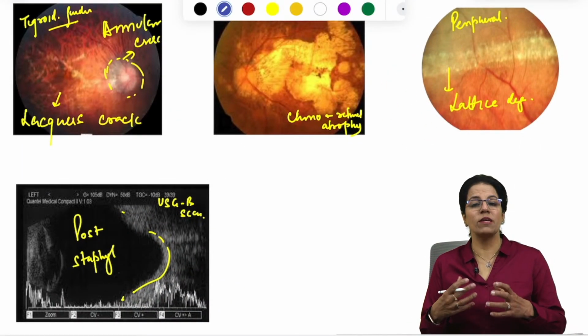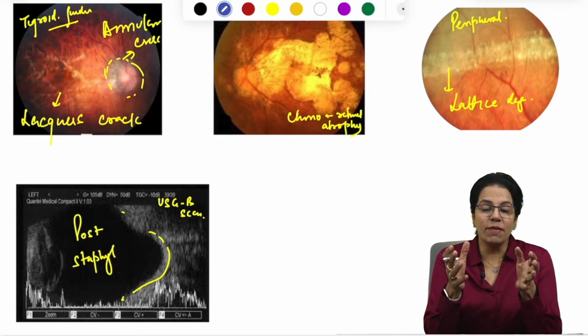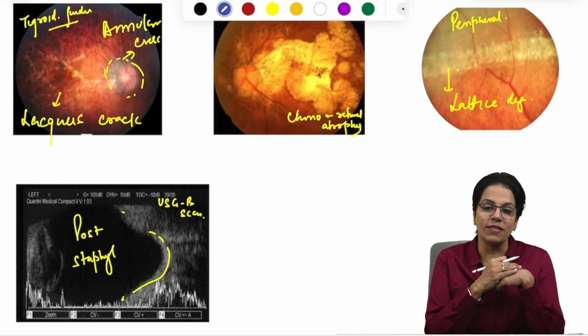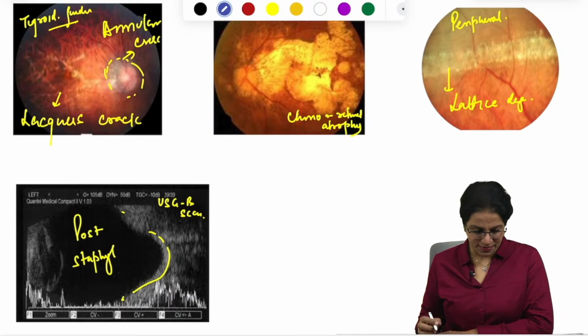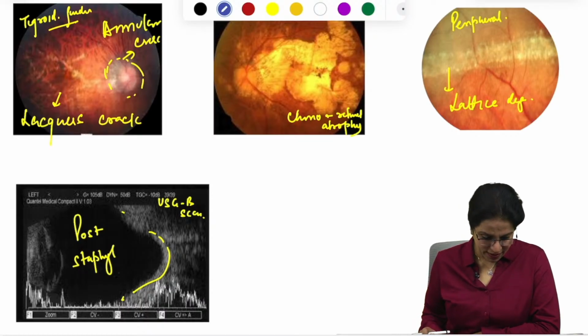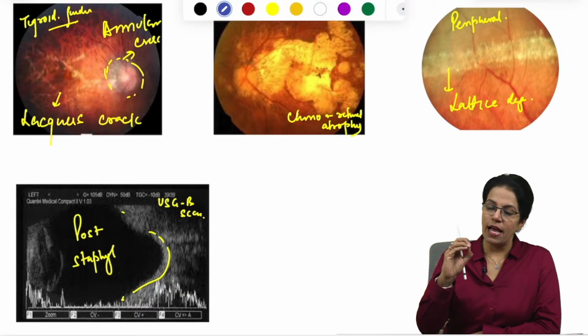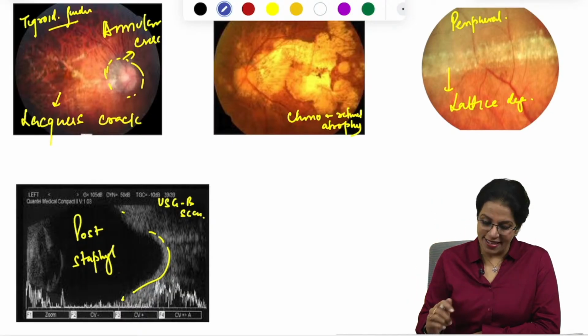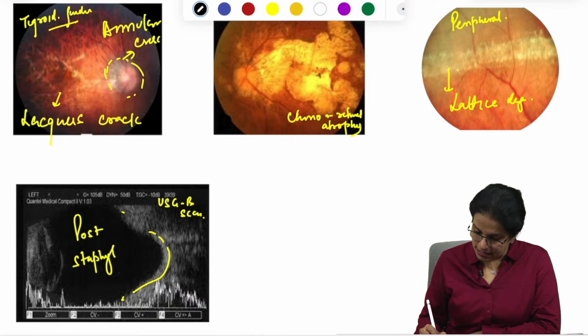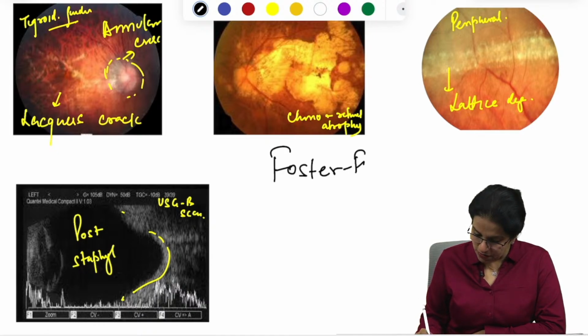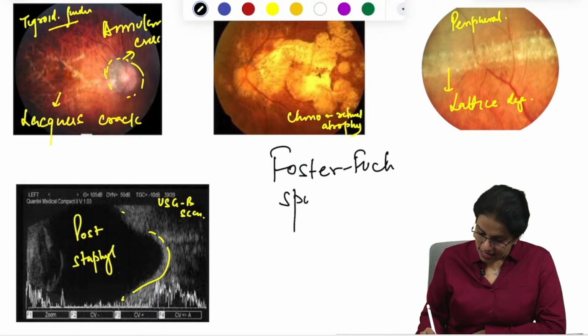You all know pathological myopia. How do you define it? Any myopia with fundus changes is pathological. Right. Very nice. Yes, Khushi, Foster-Fuchs spots are also a feature, which are nothing but hemorrhage and pigments at the macula. But here, we can't see them in these slides. Thank you for reminding. We should also know what Foster-Fuchs spots are: hemorrhage and pigments at the macula.